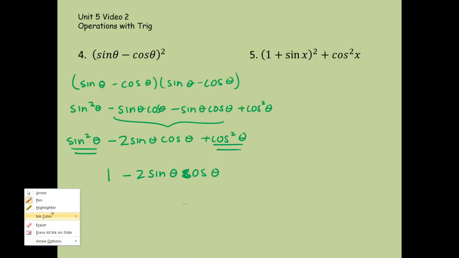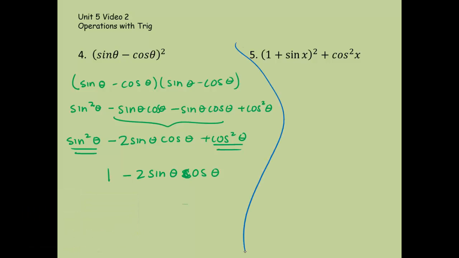I'm going to switch colors so we can see the difference in the next one. And again, I want to multiply out 1 plus sine of x squared. 1 plus sine of x times 1 plus sine of x, and I will add the plus cosine squared of x in a second, will give me 1 plus sine of x plus sine of x plus sine squared of x. And I'm just multiplying these out, and I'm maybe going a little fast for you, so I know that you'll understand it, but it's just a little bit fast. So take your time and really look at what I'm doing and draw the arrows if you need to.